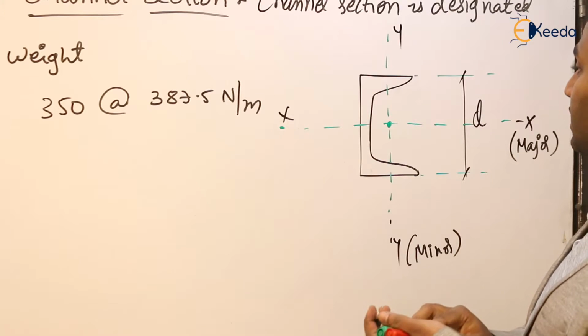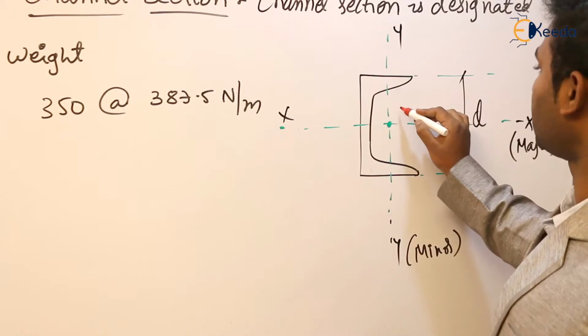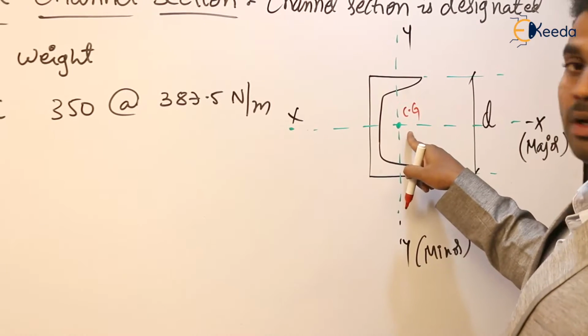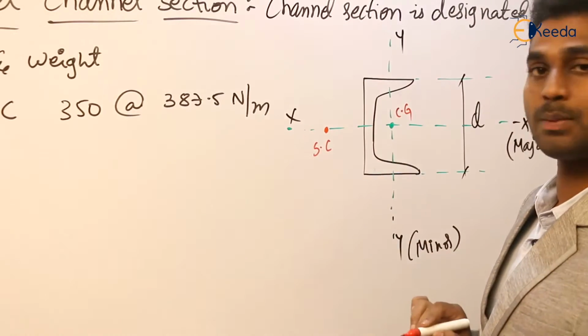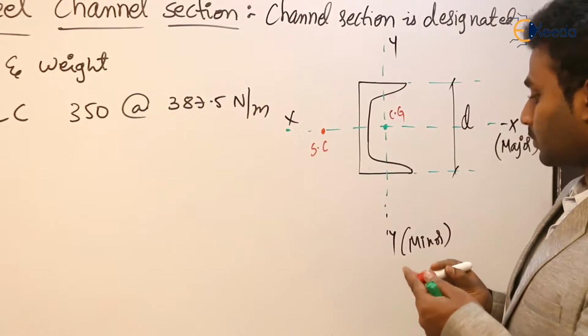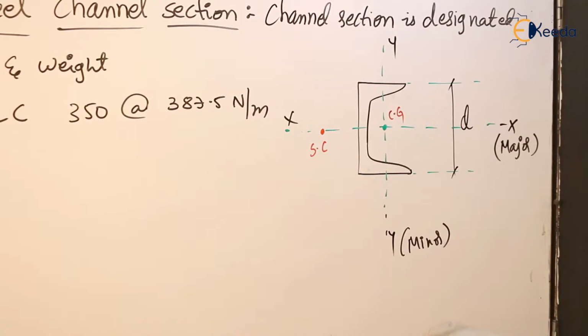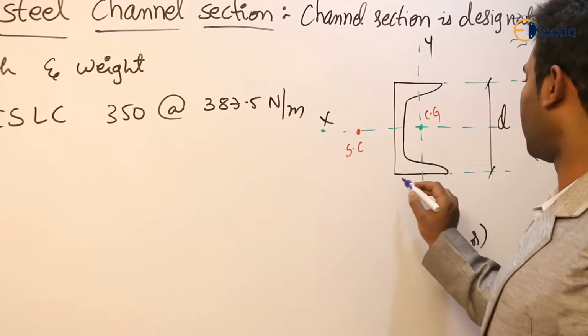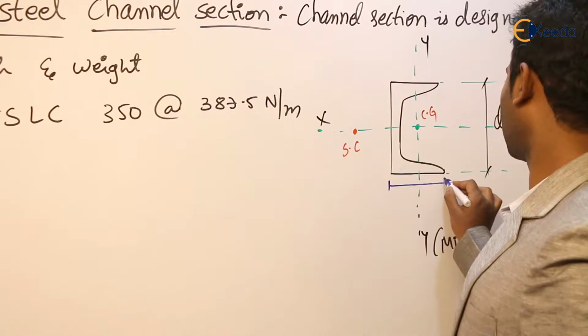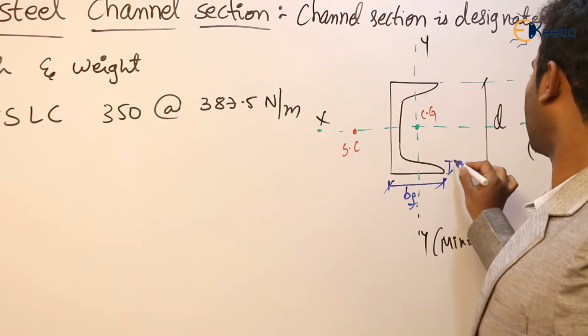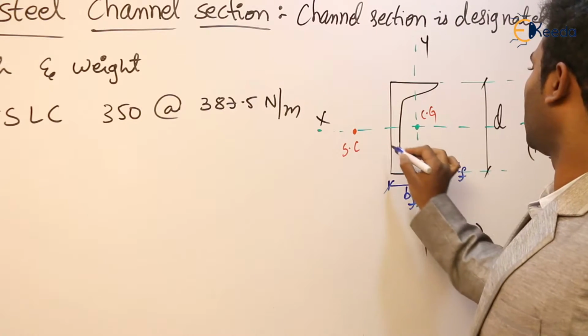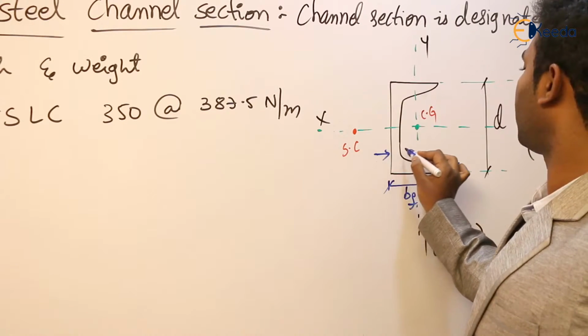In this case, here the CG lies, and the shear center SC lies out of the cross section, here. Okay, and the rest everything remains the same. This is the width of the flange, this is the thickness of the flange, and this is the thickness of the web.